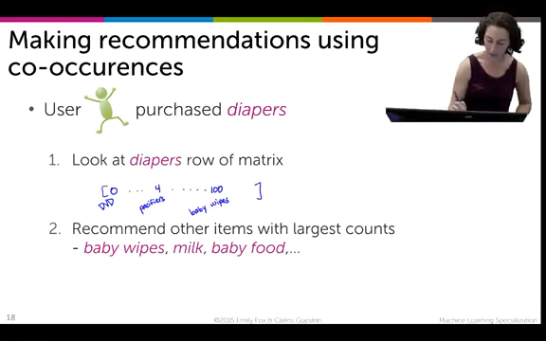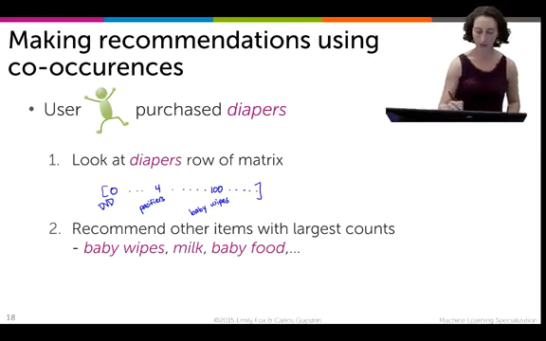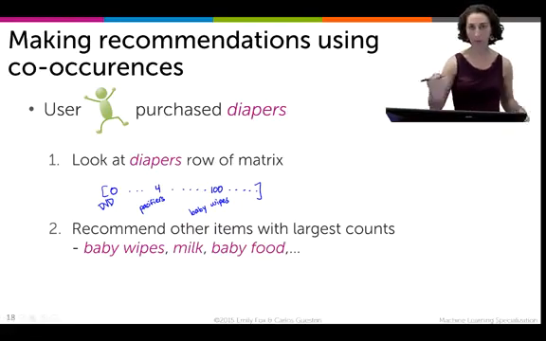We're going to have this whole vector of counts of how many times people who bought diapers bought all these other products. Okay, well, using this, now we can very straightforwardly make our recommendations. All we do is we sort this vector and recommend the items with the largest counts. So maybe we'll recommend baby wipes and milk and baby food and things like this for somebody who just purchased diapers.